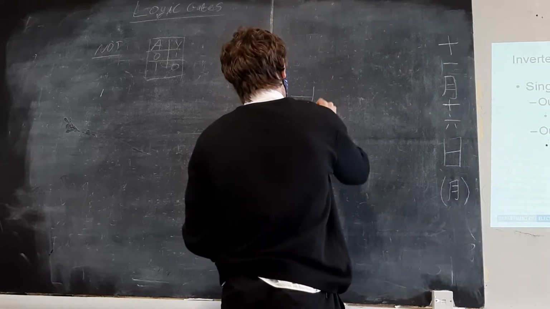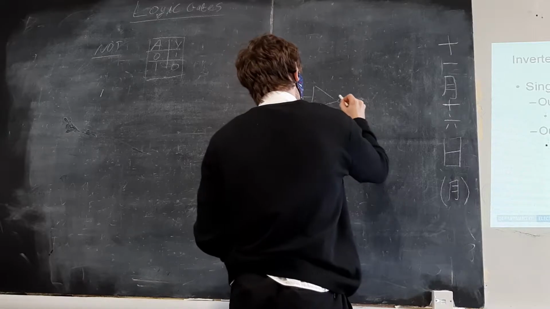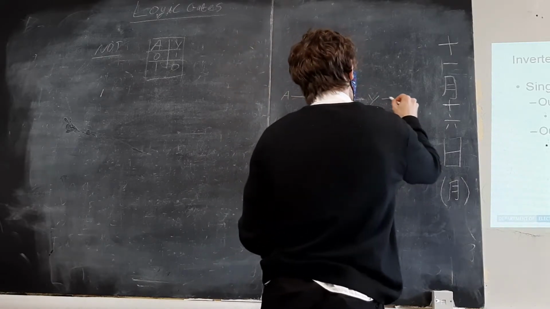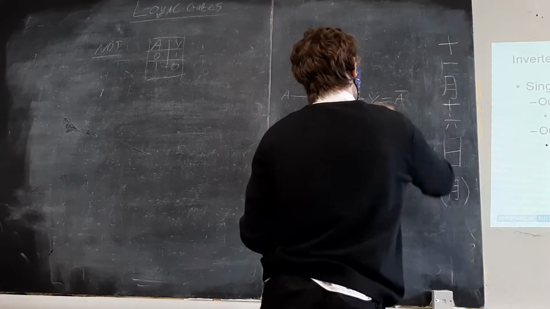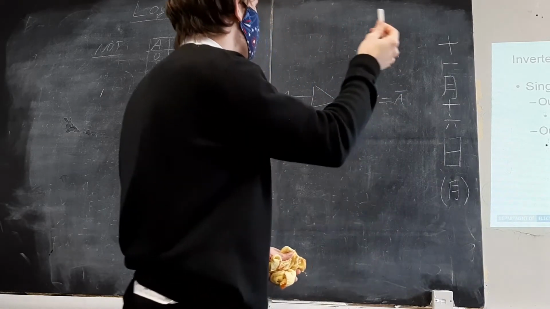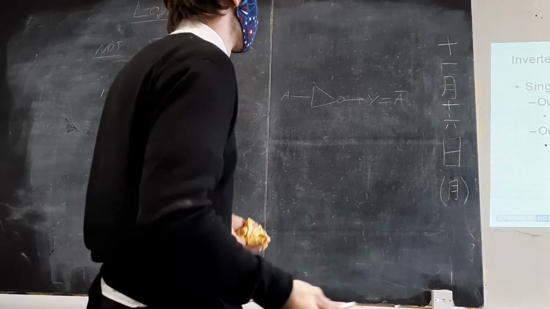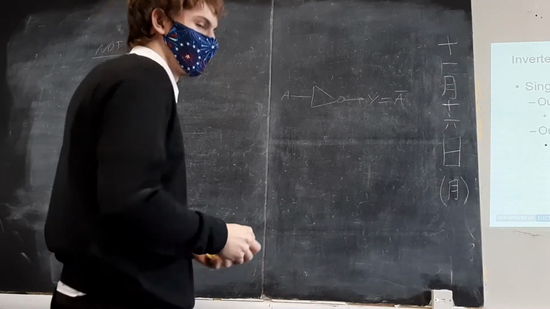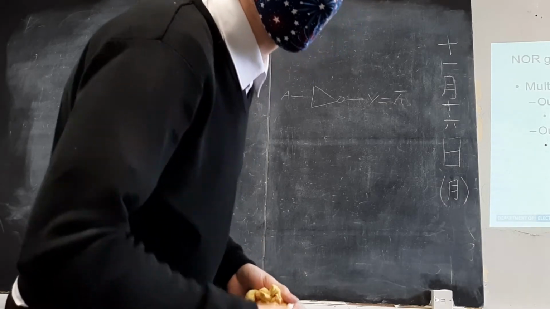So its gate looks like this. And its formula is A bar. So A bar is not A. Okay? So that's nothing too hard.